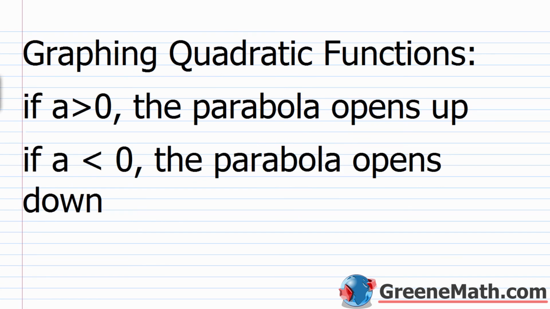All right, so another thing to consider, if we're graphing a quadratic function, if a is greater than 0, the parabola is going to open up. If a is less than 0, the parabola is going to open down. So a, again, is the coefficient of the squared variable. So if that's positive, you're going to have a U-shape. If it's negative, you're going to have an upside down U-shape.